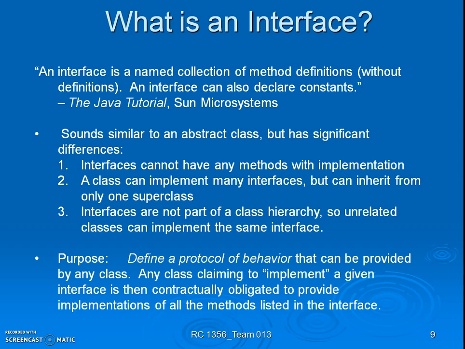Let me quote again the differences between an abstract class and an interface. Interfaces cannot have any methods with implementation, whereas an abstract class can. A class can implement many interfaces but can inherit from only one superclass. Interfaces are not part of a class hierarchy, so unrelated classes can implement the same interface. Purpose: define a protocol of behavior that can be provided by any class. Any class claiming to implement a given interface is then contractually obligated to provide implementation of all the methods listed in the interface.